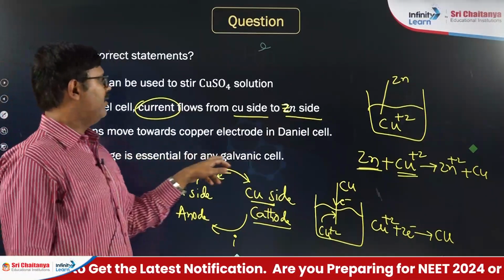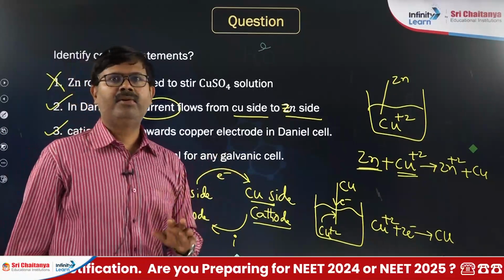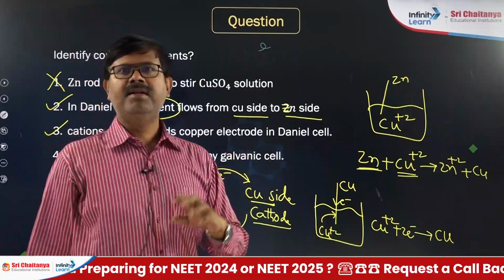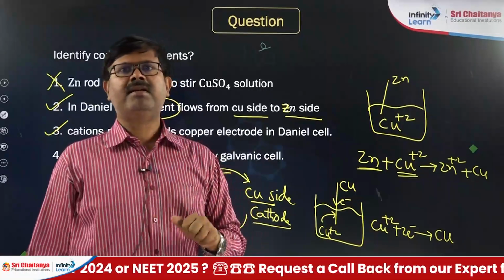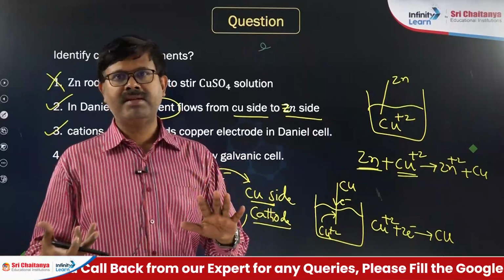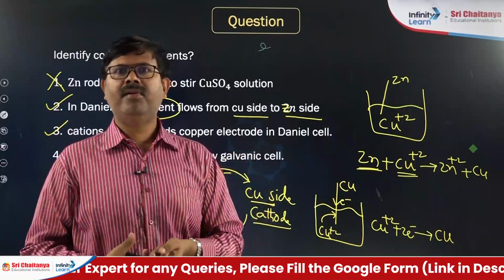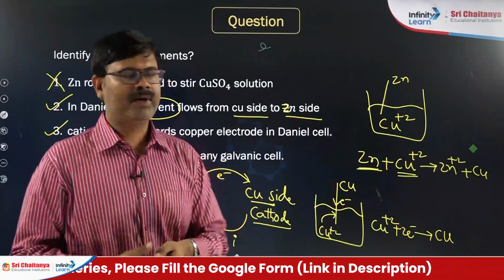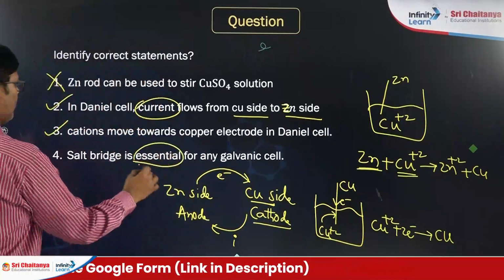Salt bridge is essential for any galvanic cell. No. In the previous slides I mentioned that salt bridge is not essential. Suppose you are using two different electrolytes in the two half cells, yes, it is essential. If a common electrolyte is involved, no, salt bridge is not required. Therefore, "essential" is wrong here.